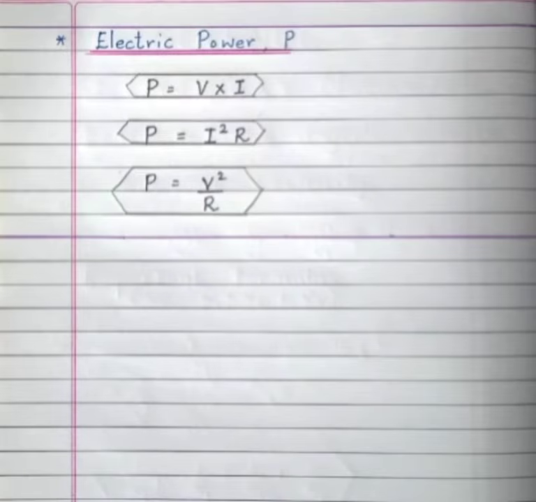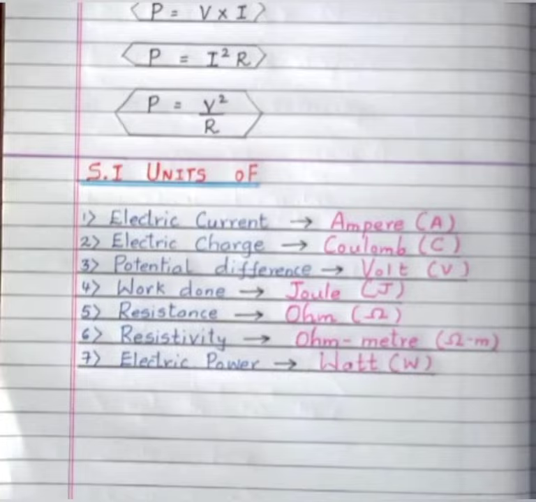Electric power, P is given by 3 different formulas. P equals V into I, voltage into current, or P equals I square R, or P equals V square divided by R. These are the three different forms of electric power.